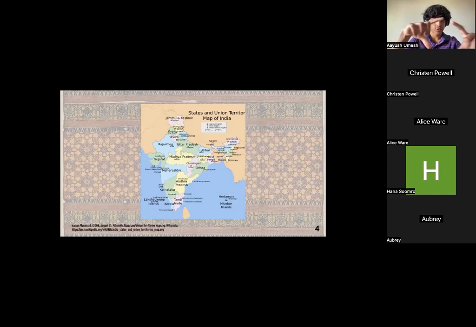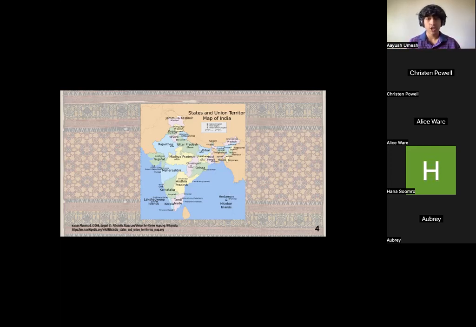But taking a look at the actual territory of India, which is established after 1947, we see that there's a variety of different states in different geographical locations. And each of these states actually has a very, very distinct culture and a distinct language. And we'll go into language in just a second.